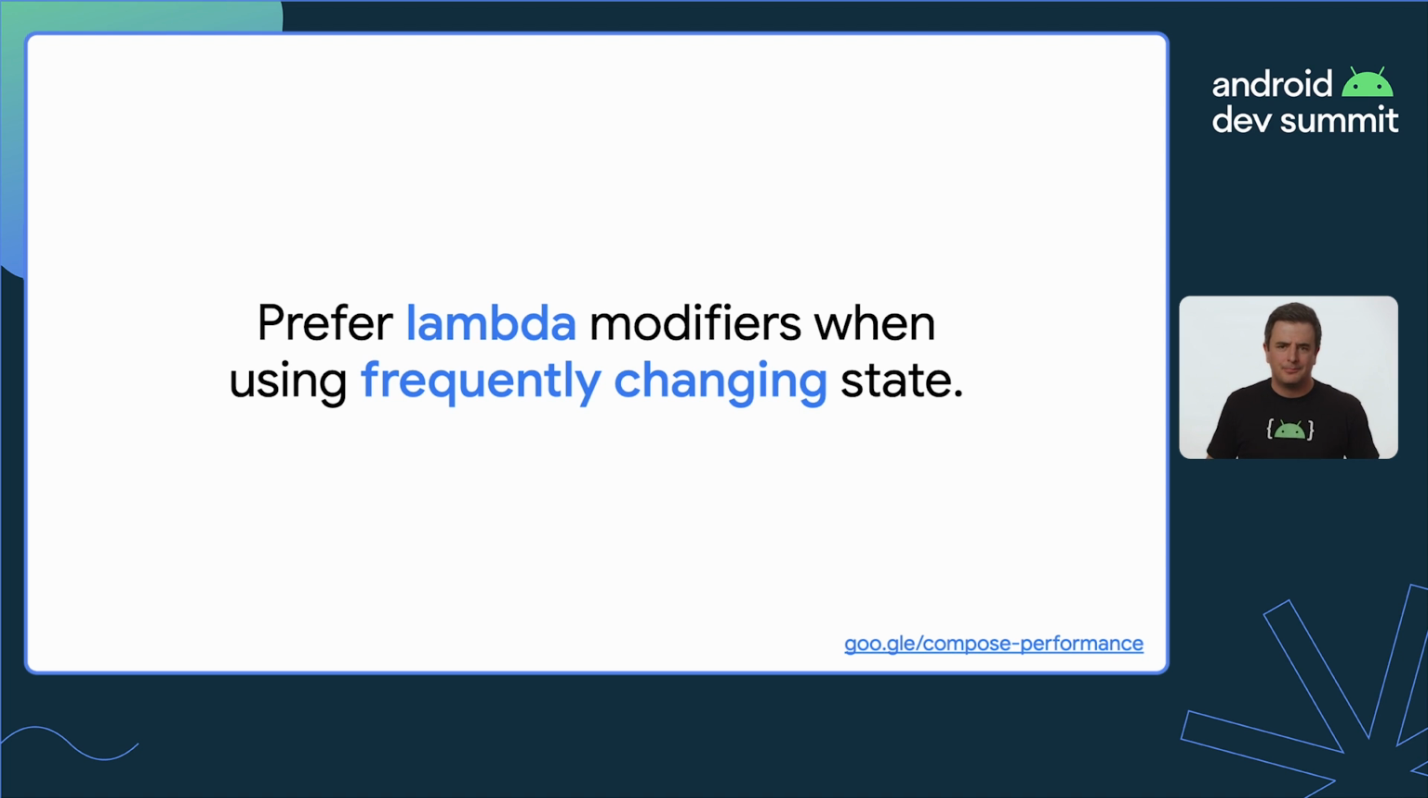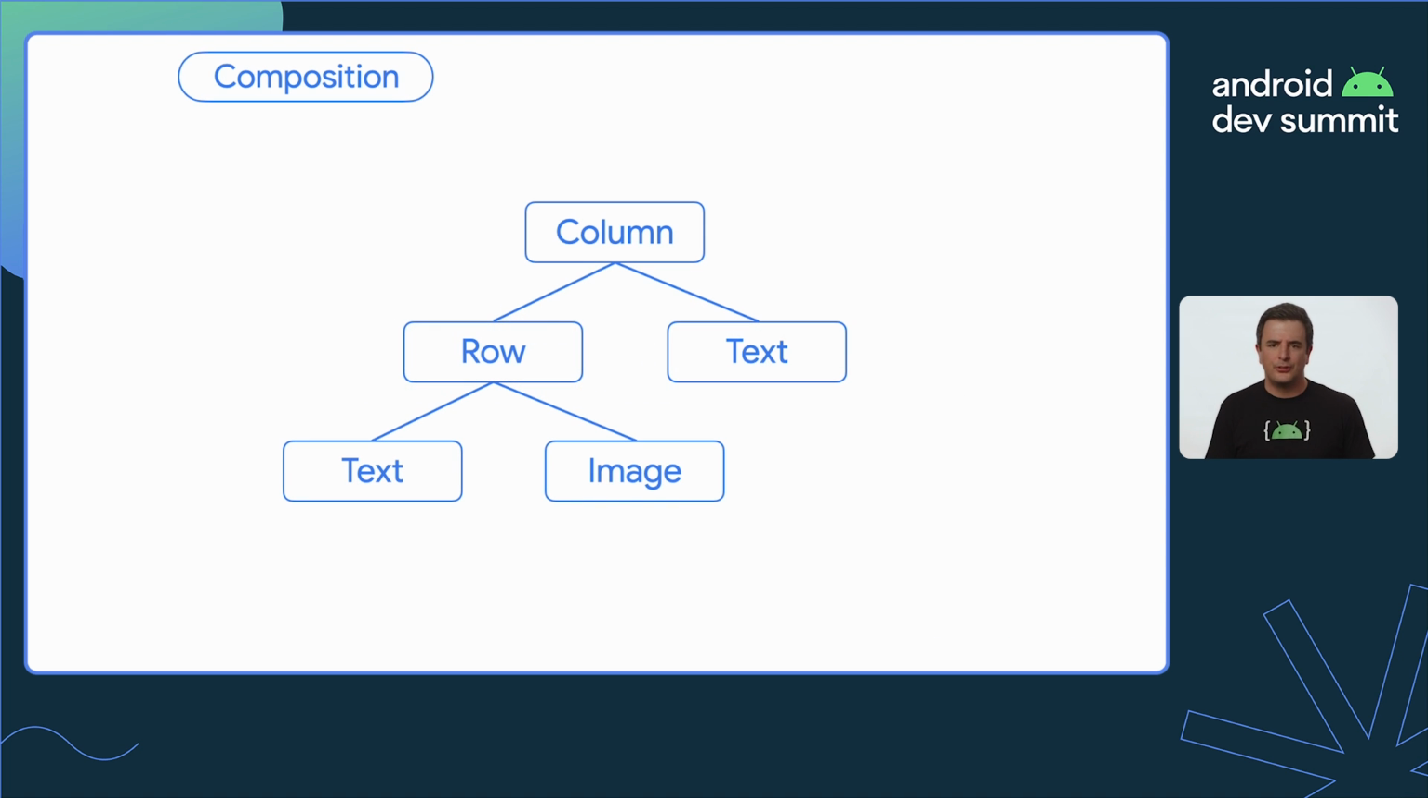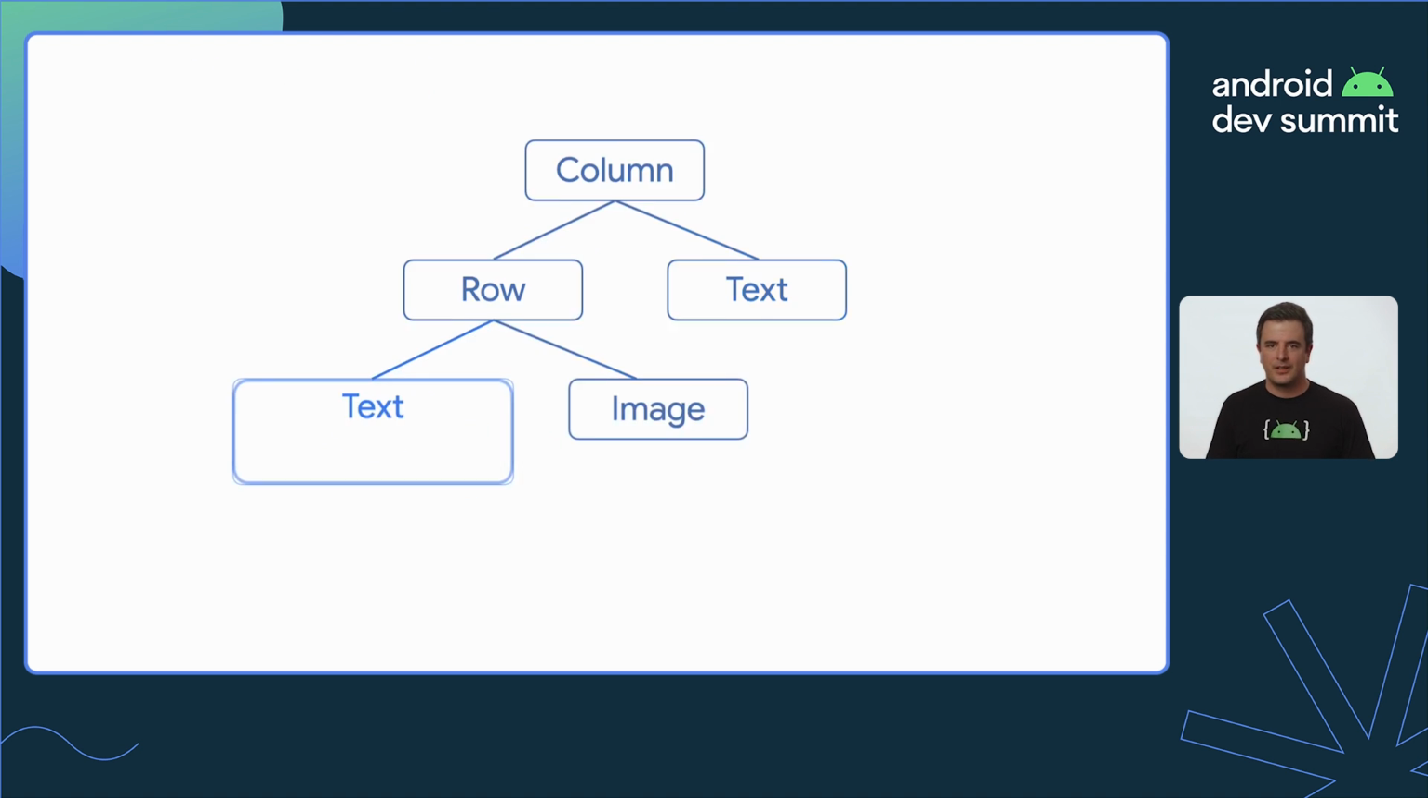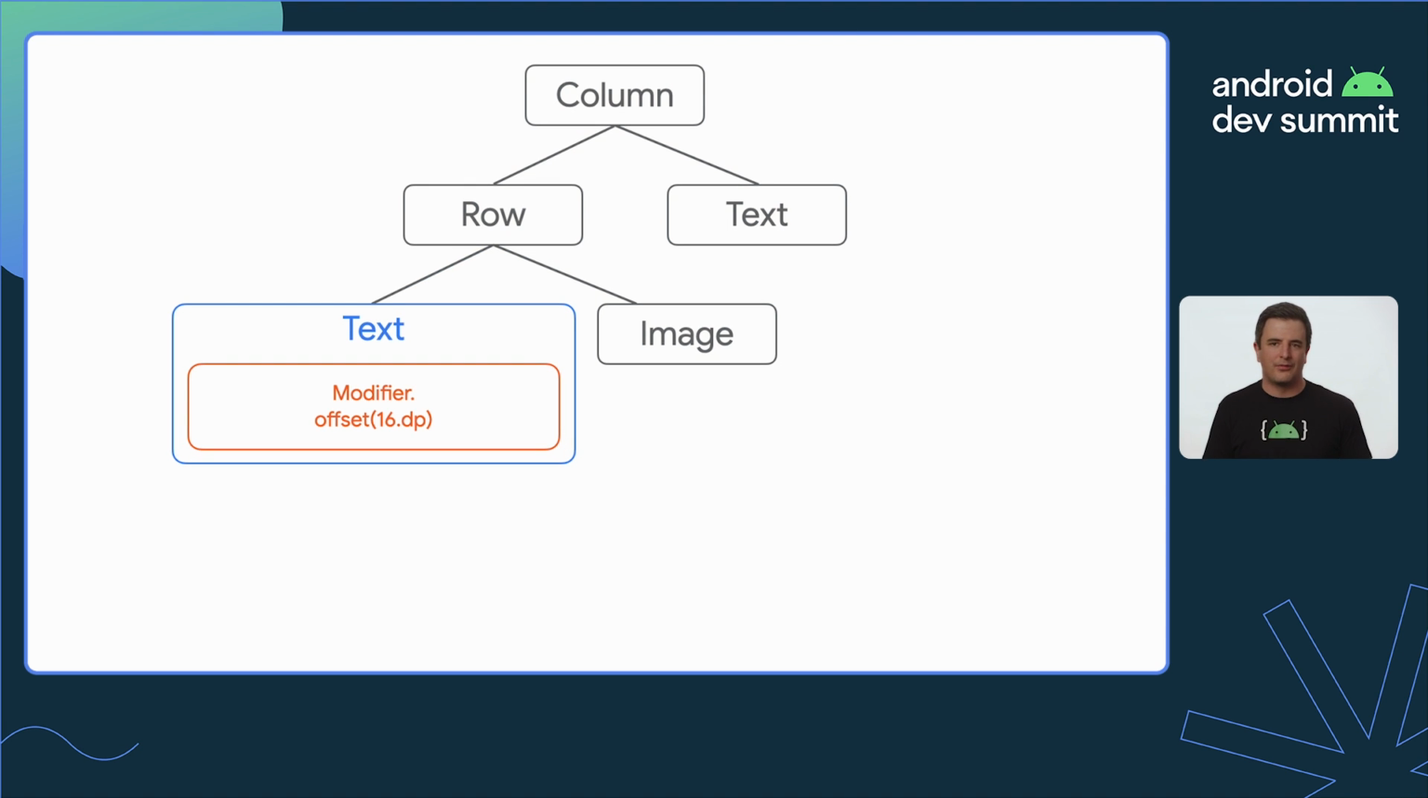But why does this work? How come just using a lambda modifier means we can skip composition? Let's return to the composition tree and see. The composition tree is also built up of any modifiers that are applied to the composables. Modifiers are effectively immutable objects. When the offset changes and the modifier is reconstructed, the old one is removed and the new one is added to the composition tree. This happens every time the offset changes. Because the composition tree has changed, recomposition occurs.